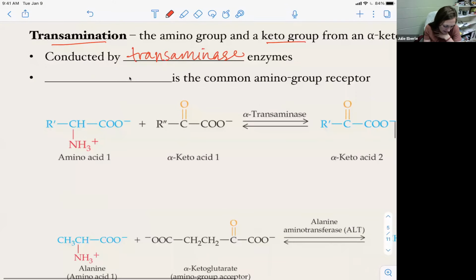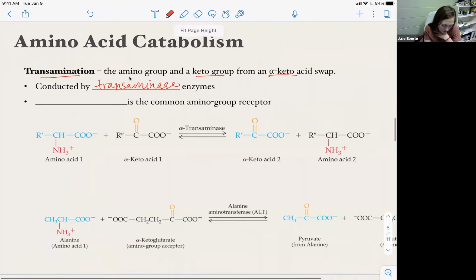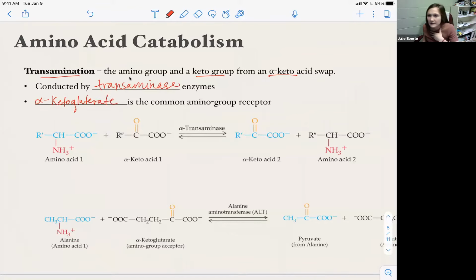And guess what? When you saw alpha keto, I bet you thought of a particular molecule. We've heard of alpha keto before, alpha ketoglutarate. This is an intermediate in the citric acid cycle. If you're like, I know I've heard this word before, but I don't know where I heard it from.